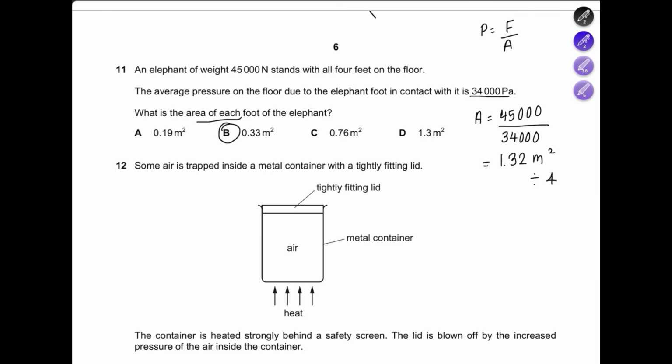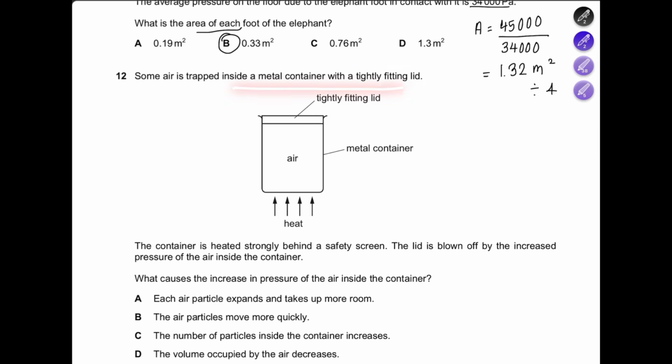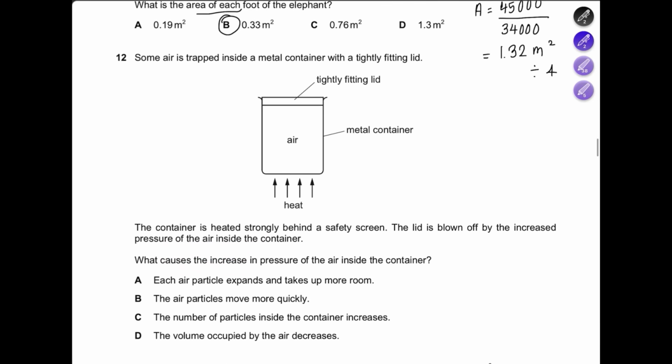Now, some air is trapped inside a metal container with a tightly fitting lid. Okay, this is heated strongly behind a safety screen. The lid is blown off by the increased pressure of the air inside the container. What causes the increase in pressure of the air inside the container? Now what happens is when we heat a substance, temperature increases and their kinetic energy increases, so they move more quickly. This is the most appropriate answer.